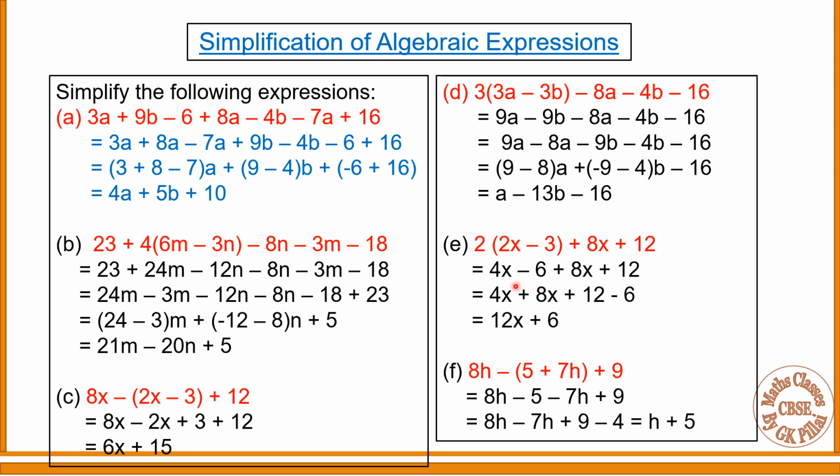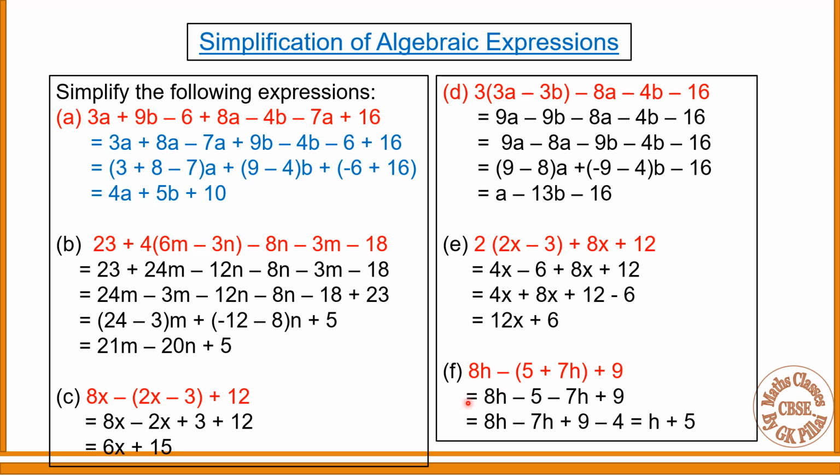Here, 2 into bracket 2x minus 3, plus 8x plus 12. Open the bracket, 4x minus 6 plus 8x plus 12. Now combine these two like terms and plus minus 6. 8x plus 4x is 12x and this will be 12 minus 6, will be 6 only.